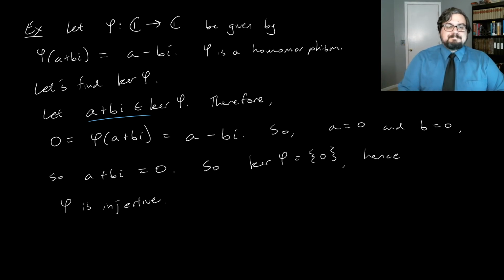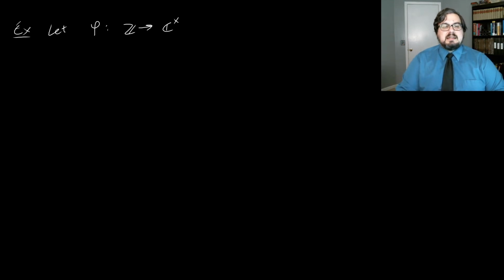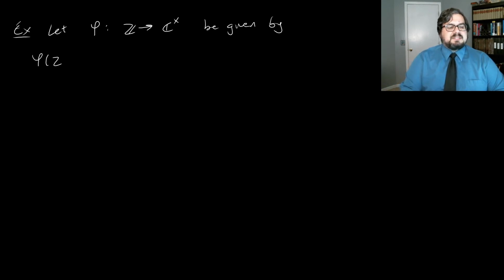Well, let's look at another one. One that's not quite as obvious. The previous one was fairly obvious. This one not so much. Let phi from Z to C cross, so this is now the non-zero complex numbers under multiplication, be given by phi of n is e to the n i, which is cosine n plus i sine n.